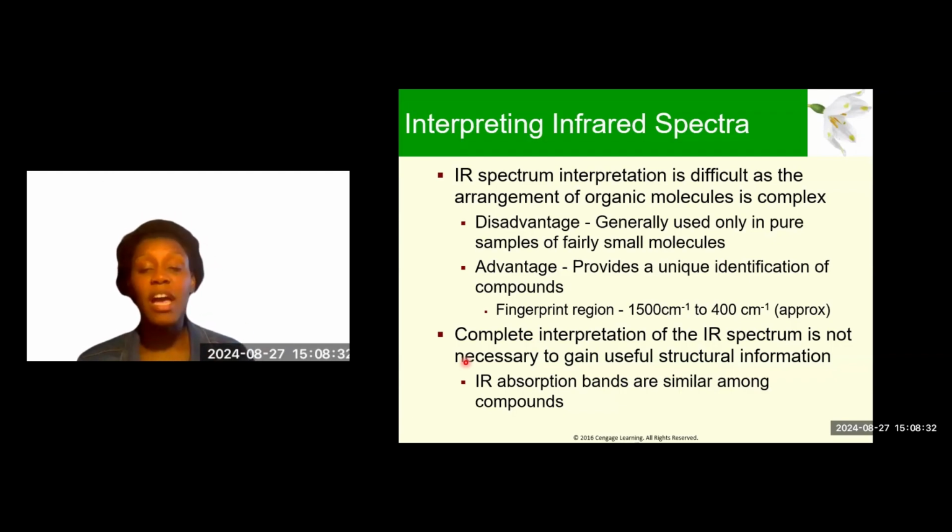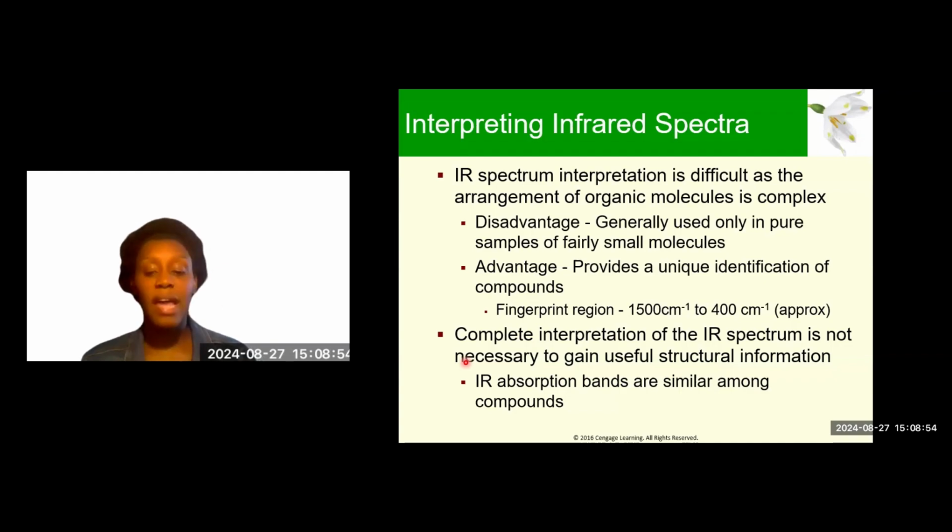Now, an advantage of infrared spectroscopy is it provides a unique identification of compounds, okay? So it does give unique spectra, and so that is an advantage. And that unique part of it is what we call the fingerprint region.